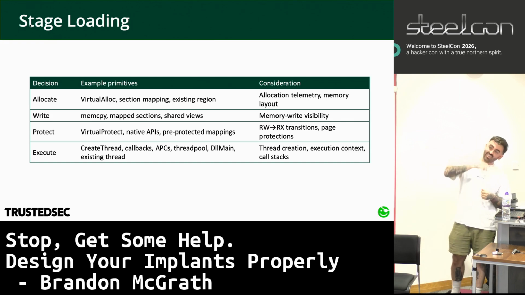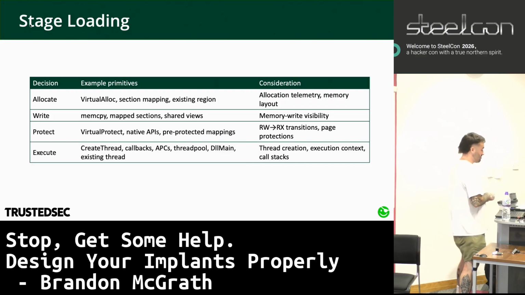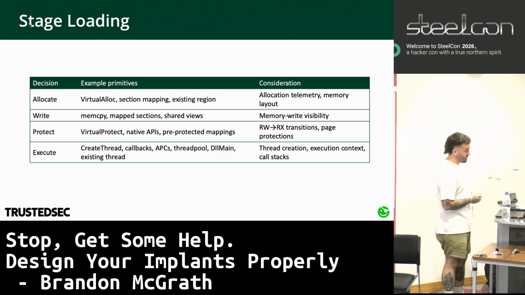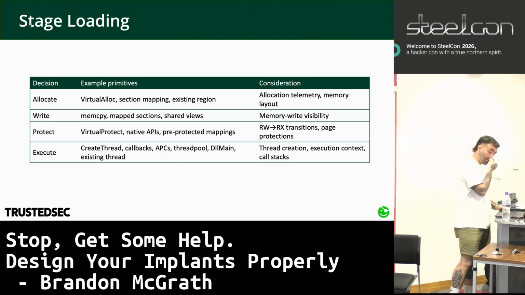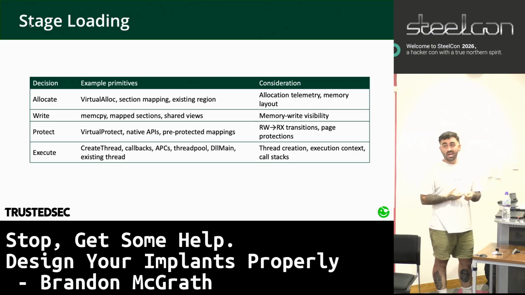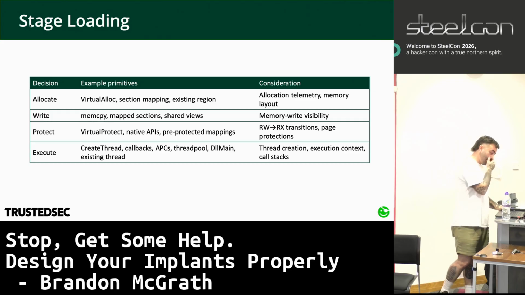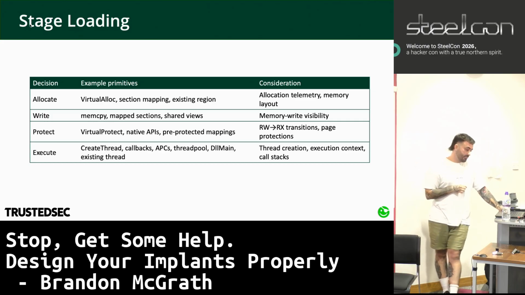Oh, that's annoying. So for allocate, there's a bunch of different ways you can do it. Virtual alloc, section mapping, you can reuse existing regions. You can get quite destructive with it if you really want. But if you have done a lot of research, you know this biome you're injecting into, you can break certain functionality of it to get your loader going, then by all means do it. Maybe you can even neuter it as well.